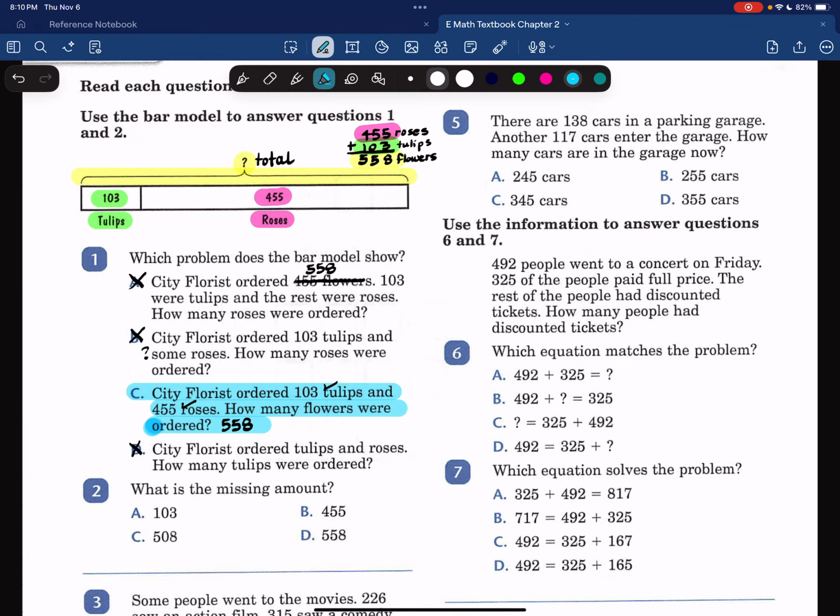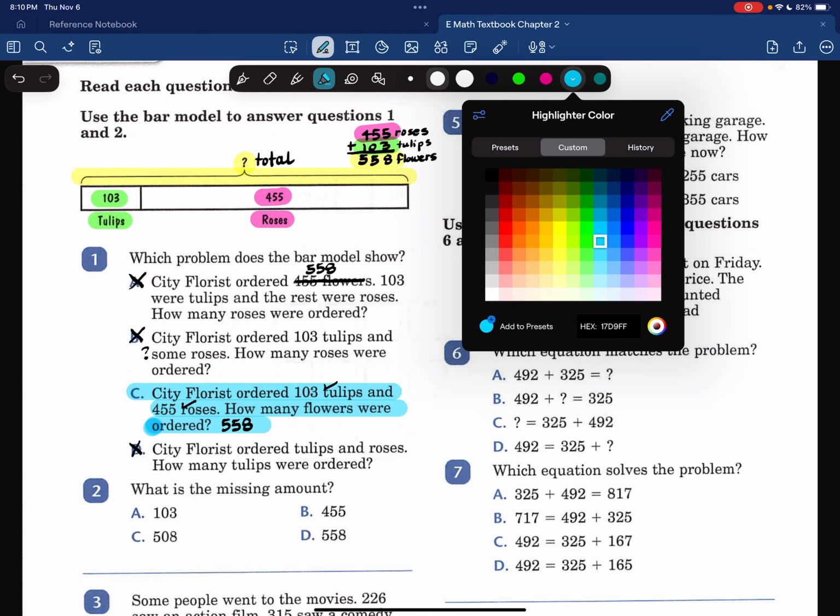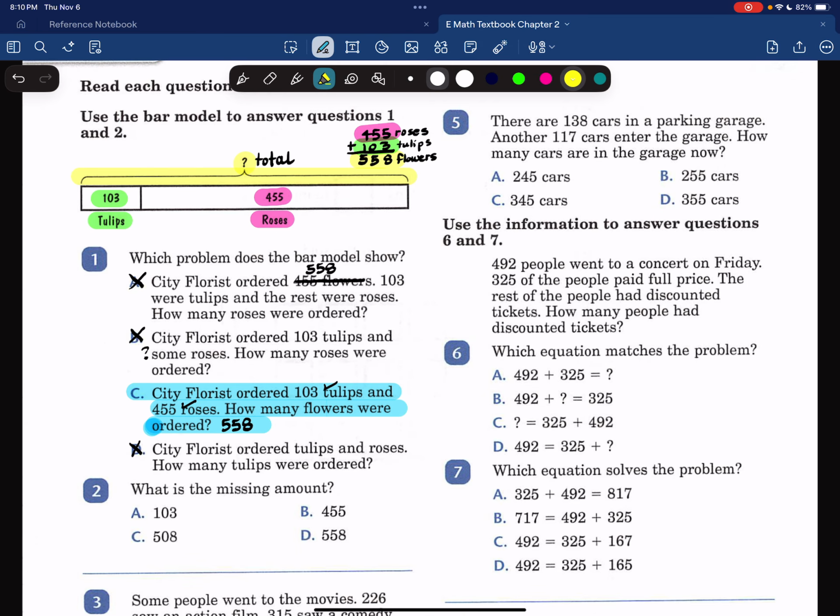And we've already done number 2. What is the missing amount? Well, we added it together and we got 558. That's the missing amount. D as in dog.